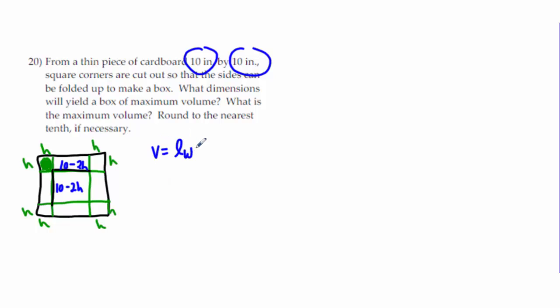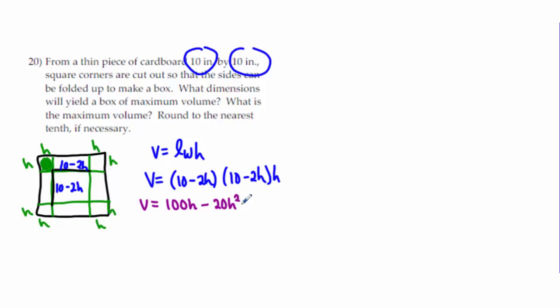So our volume formula, length times width times height, if I put in for the length 10 minus 2h, and I put in for the width 10 minus 2h, and h is just h, now I have a formula that I can maximize. So I get 10 minus 2h times 10 minus 2h times h. To do this, we need to either do a complicated product rule thing or just FOIL and distribute. So that's what I'm going to do. So I'm foiling and distributing the h at the same time. And if you need to do those separately, you can.